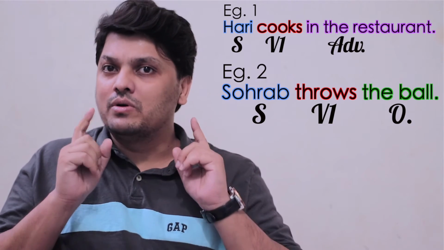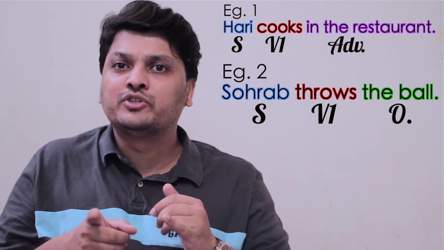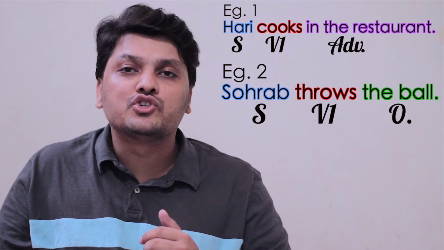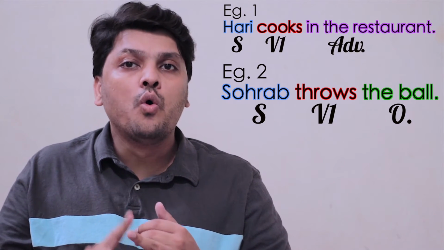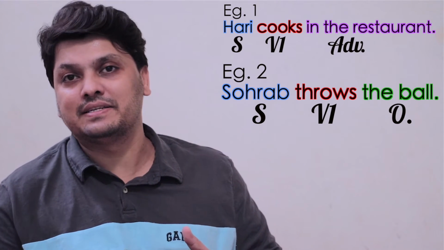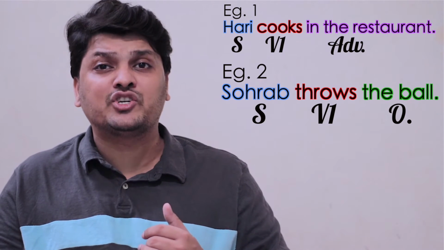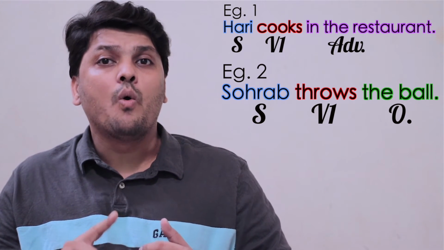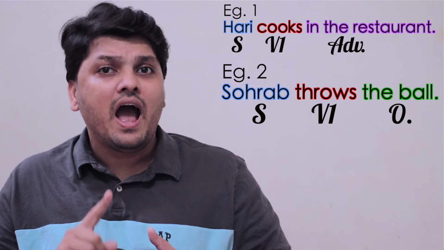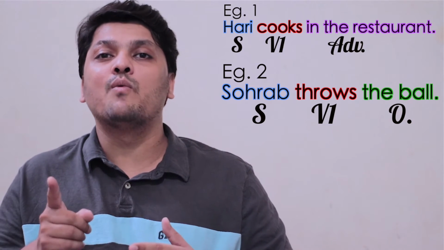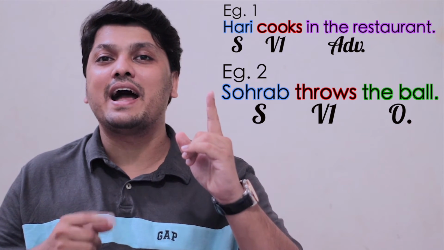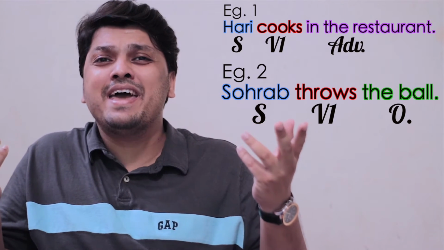So one thing to be very clear, to get the object of the sentence, ask the question what or whom, and you will get the object in the sentence. And if you ask questions like where, when, why, how, you will get adverb. So in the first sentence, I asked, cooks where?